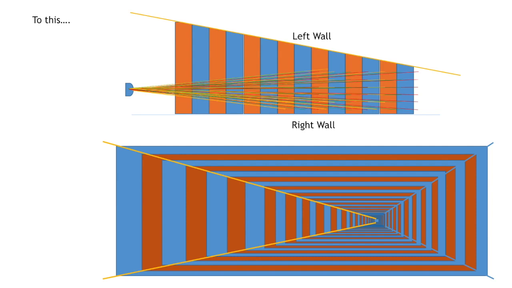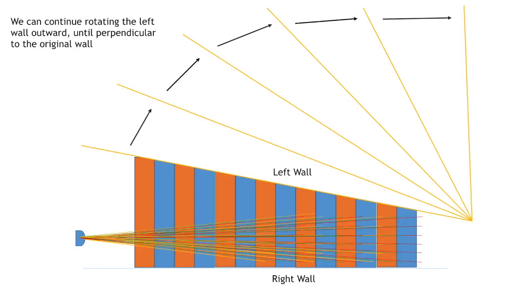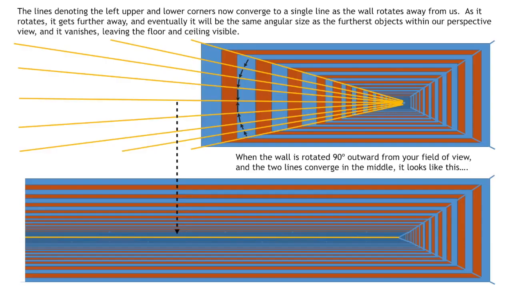That left wall is now being rotated outward and away from us, and you can see how the distortion starts to be viewed. And you can model this for yourself just using rectangles and some lines. It's fairly straightforward. So we can continue rotating the left wall outward until perpendicular to the original wall. So we're just going to continue rotating this wall outward and outward and outward, and we're going to see what happens to our perspective view.